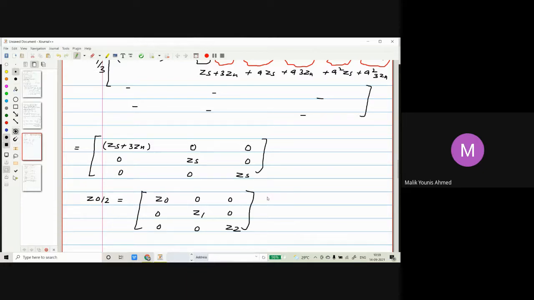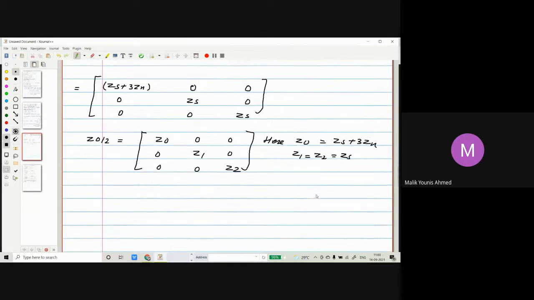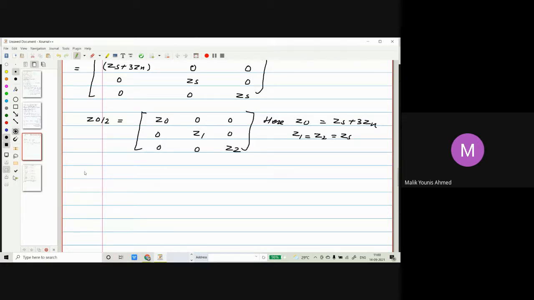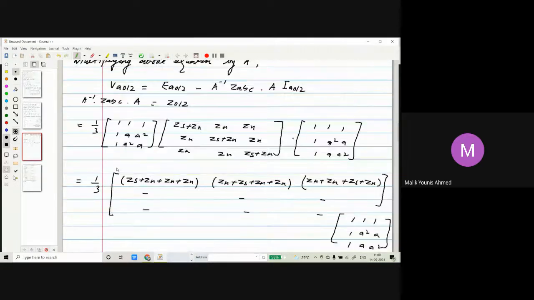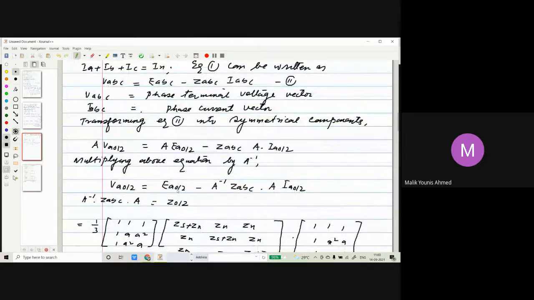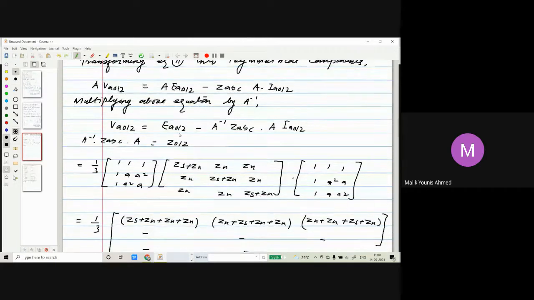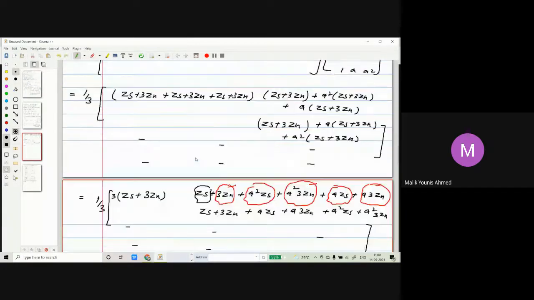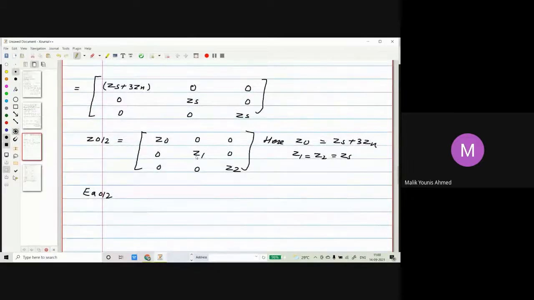So here Z0 is equal to Zs plus 3Zn, whereas Z1 is equal to Z2 is equal to Zs. And we also know that EA012, which we have here, A, this one. So this we have solved. This was equal to Z naught. So EA012 can be written as follows.